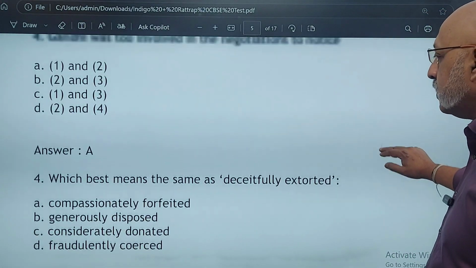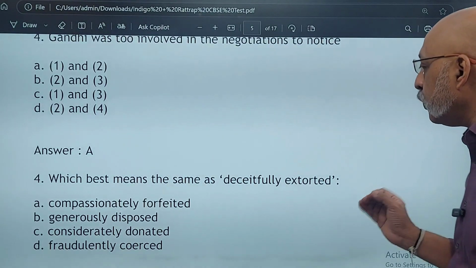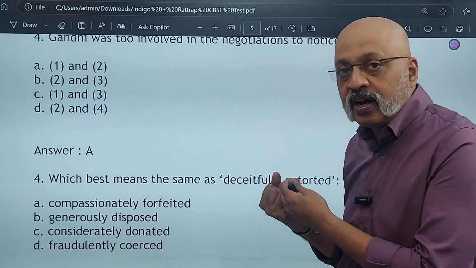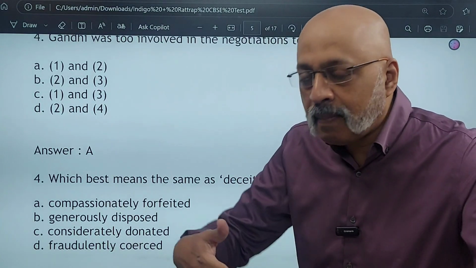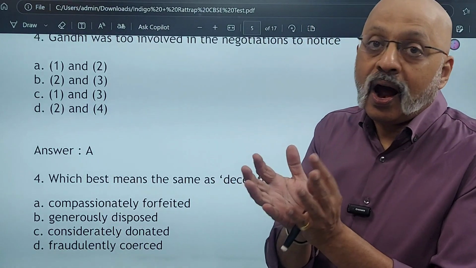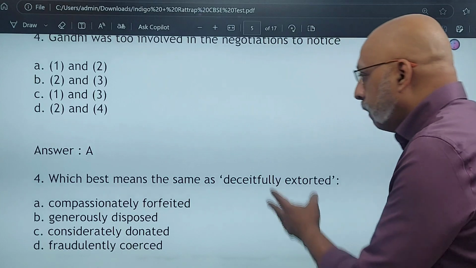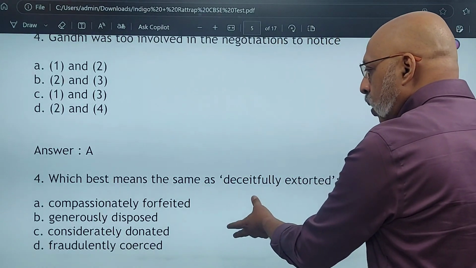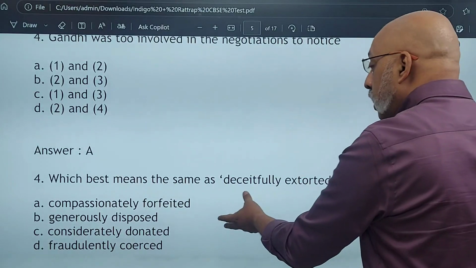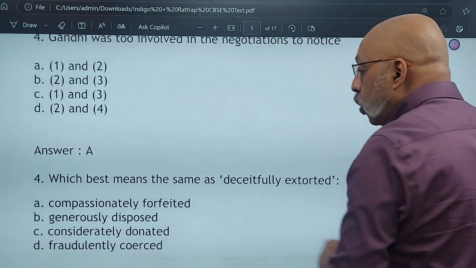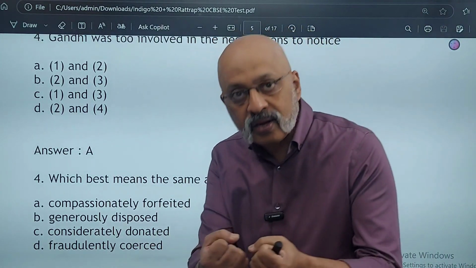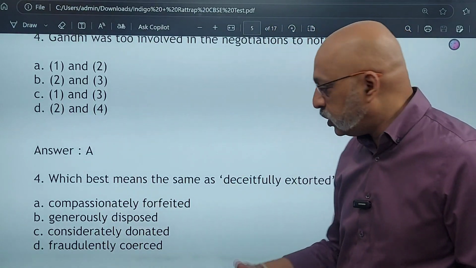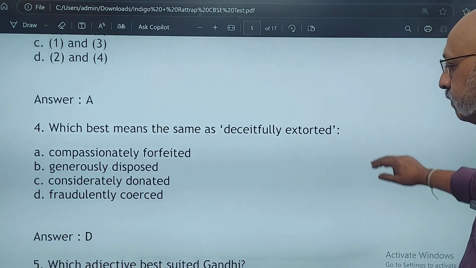Which best means the same as deceitfully extorted? Deceitfully extorted means to be taken away. Deceitfully means in a manner which is not really 100% honest. Compassionately forfeited? No. Generously disposed? No. Considerately donated? No. Fraudulently coerced. Coerced means again to be taken away by force. Fraudulently means by cheating. So the correct option is D.